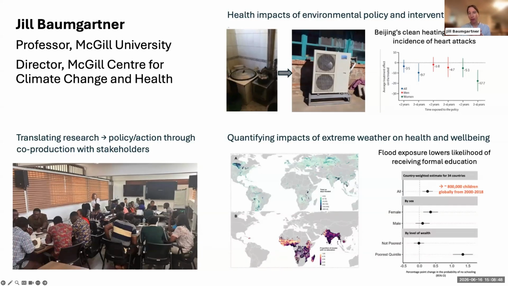We look at the health impacts of different environmental exposures. So in the example here at the bottom on the right, this is work that was led by Anna Palmer, who's now a postdoc at Columbia, looking at the impact of extreme weather and specifically looking at flood exposure and educational outcomes in a global analysis.